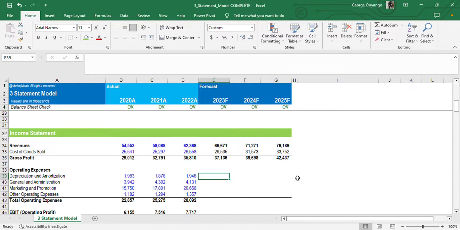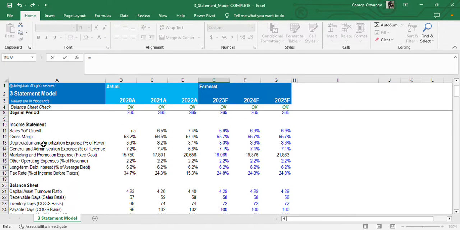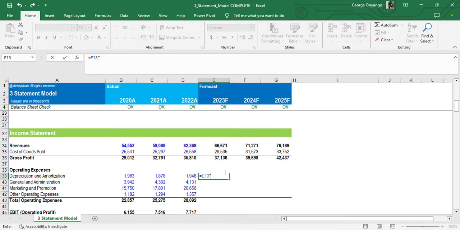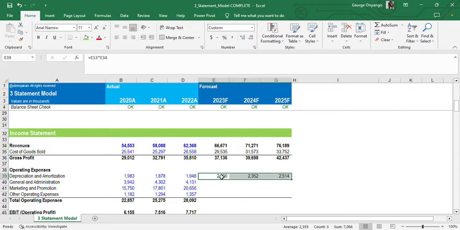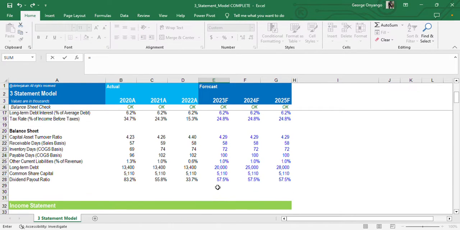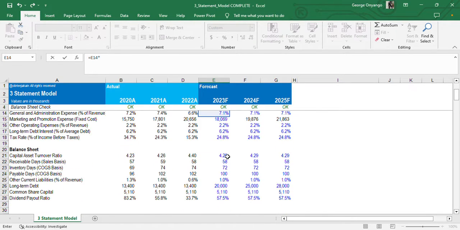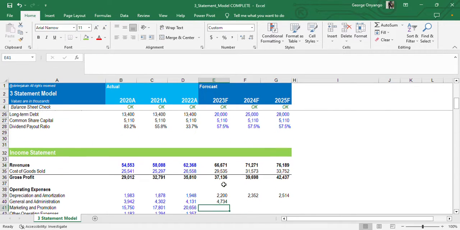We are also going to do the one for the operating expenses. The depreciation and amortization from our assumptions and drivers is a percentage of revenue. So there we are going to have times the revenue, and we are going to fill that right. The same for general and administration. It is a percentage of revenue. We get that here, get that there.